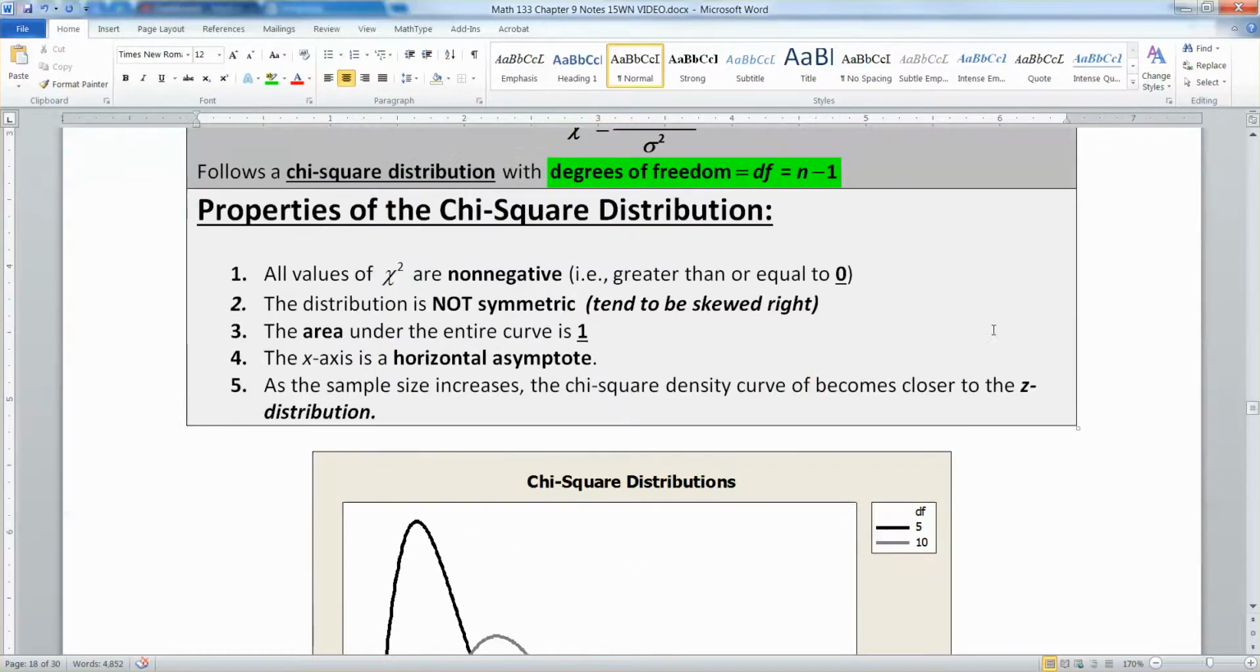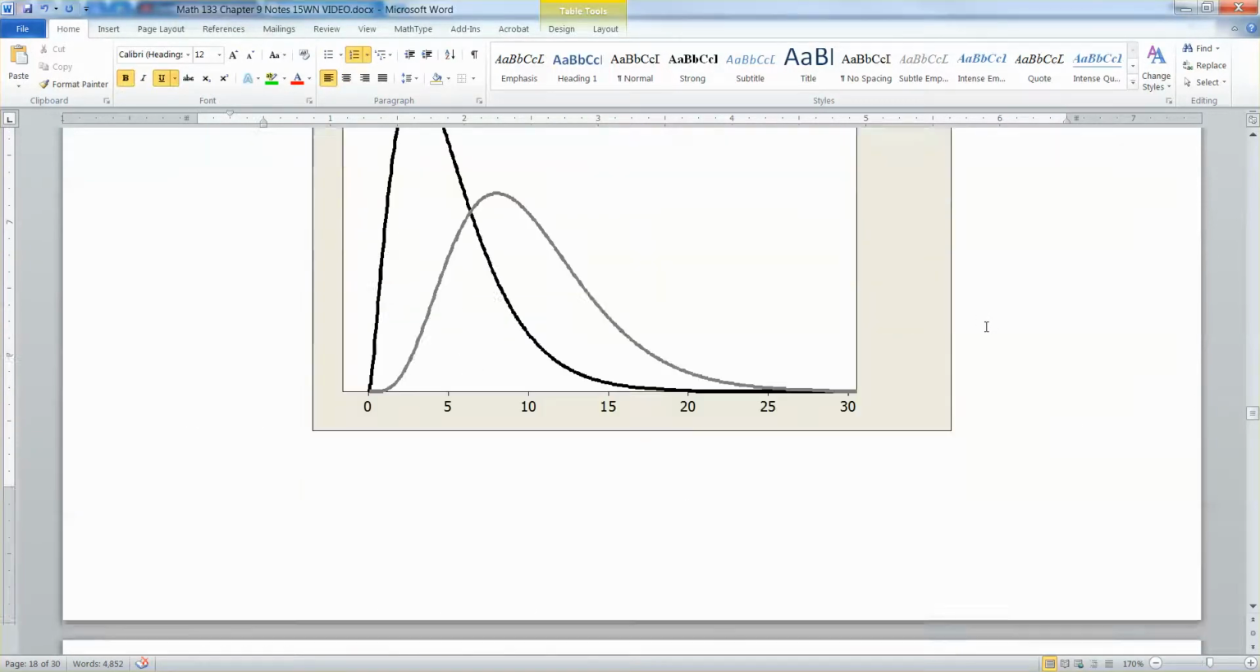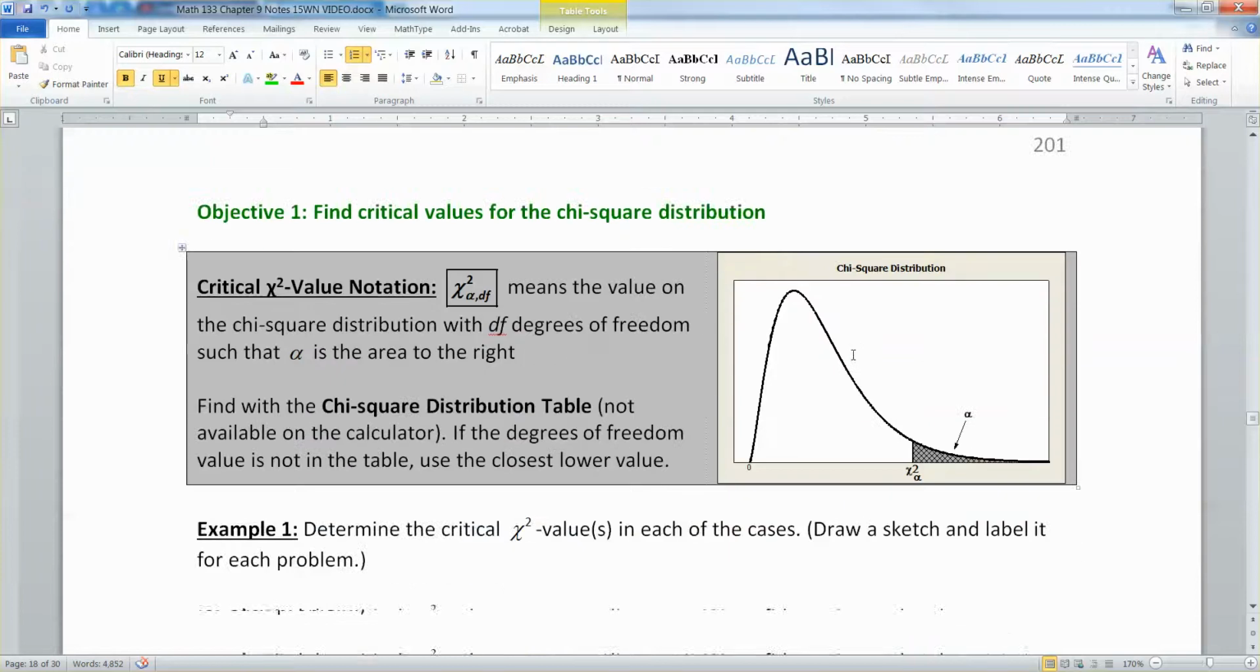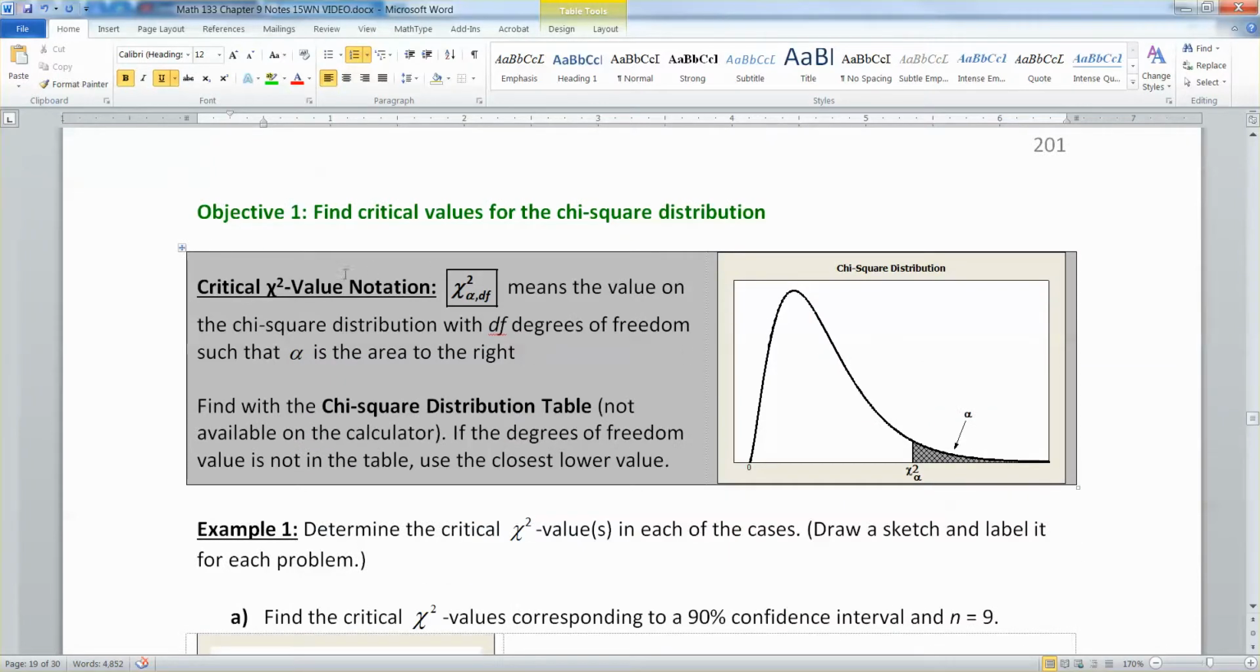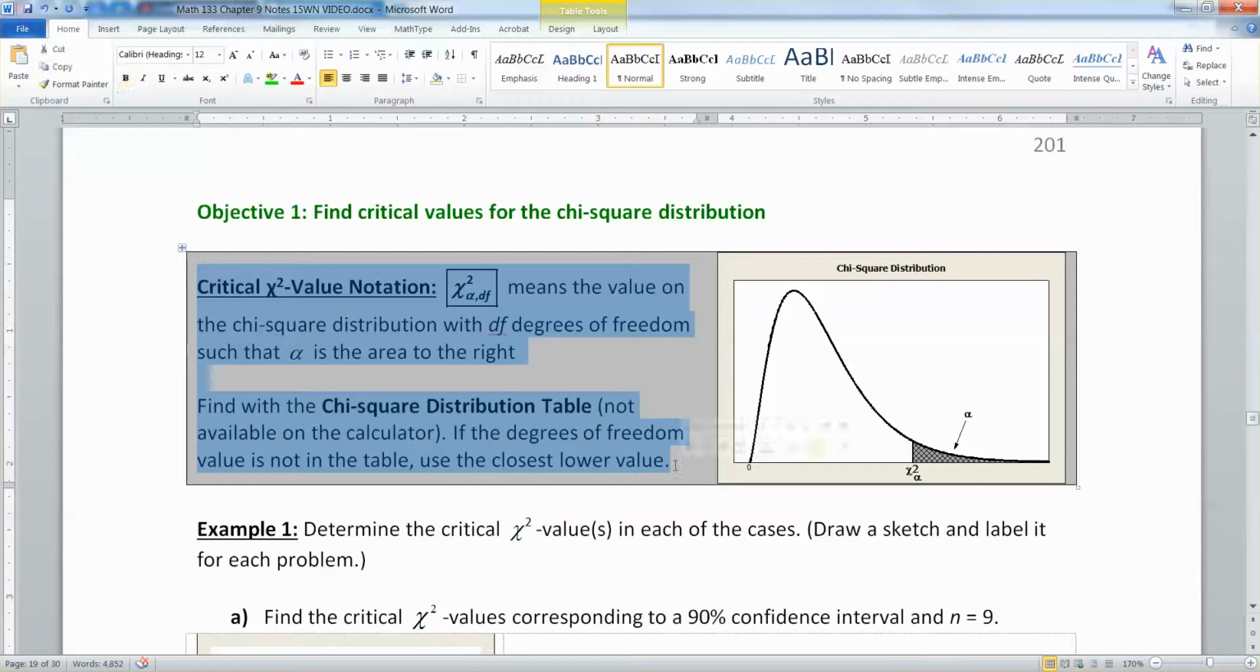All right, now that we understand the properties of the chi-square distribution, we're going to have to take the time to actually find the values for the chi-square distribution. The notation for this is going to be very similar to what it was for the t distribution and the z distribution, namely that alpha is the area in the tail. But this is going to take longer than I can finish in this video, so I'm going to stop right here. I'm going to pick up right here in the next video for finding those critical values.